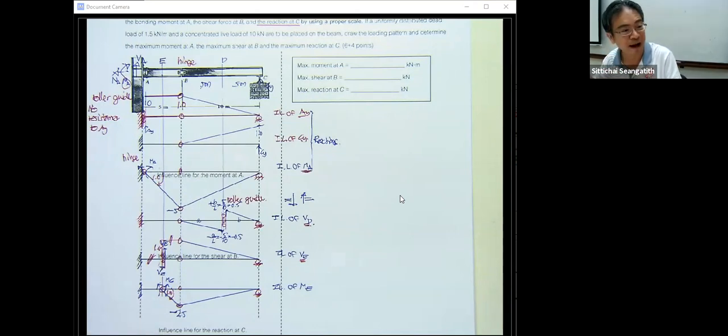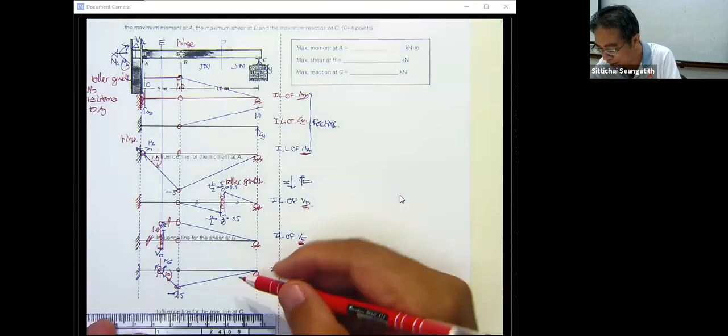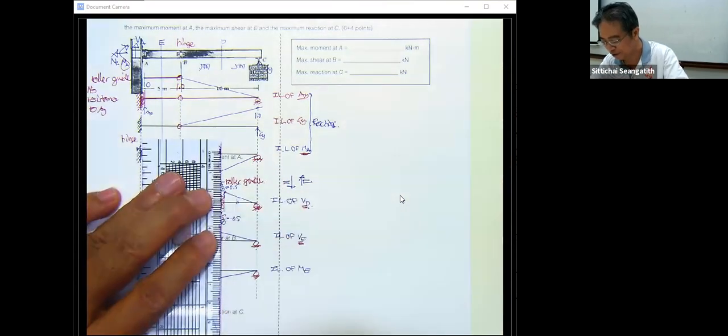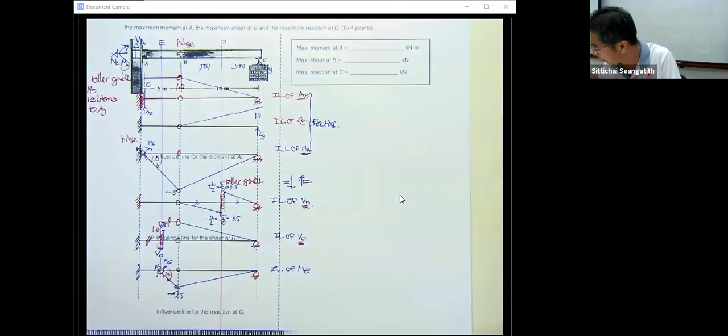And then if you would like to go a little bit further, let's say you have the influence line for the moment at point D. Okay, we don't have a moment at point D yet. Just put this one into what we have.